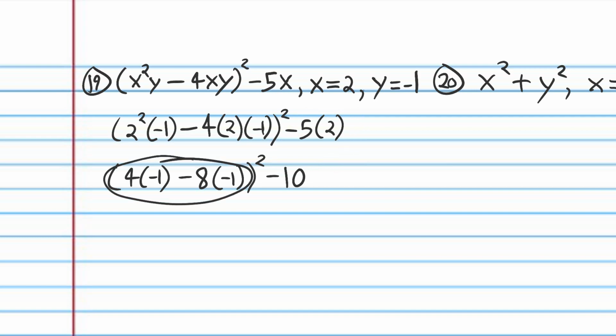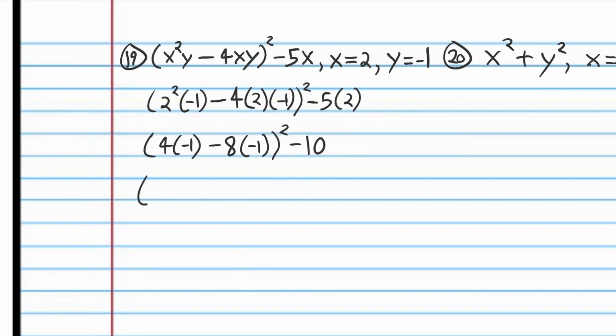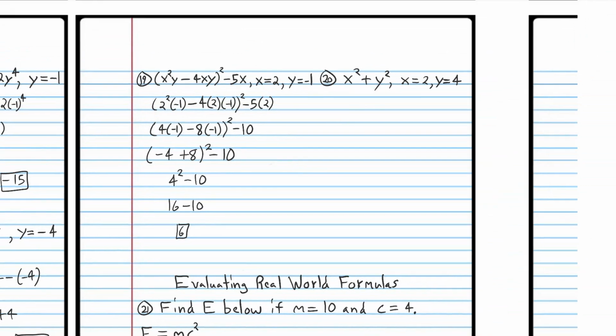So continue to simplify the parentheses. So 4 times -1 is -4, and -8 times -1 is +8. And -4 plus 8 is 4. And 4 to the second power is 16. And 16 minus 10 is 6. So if you got 6, good job.